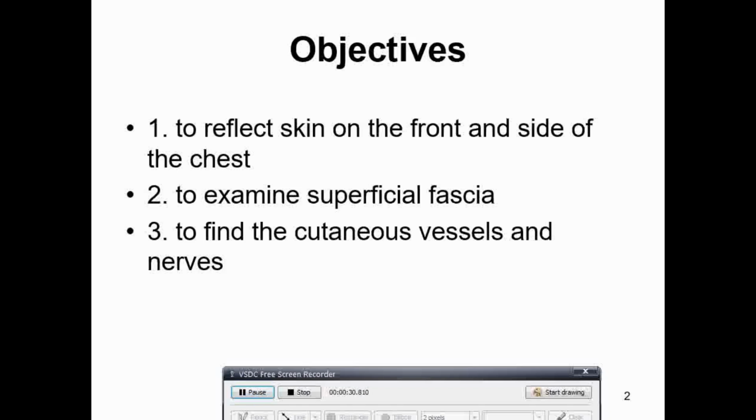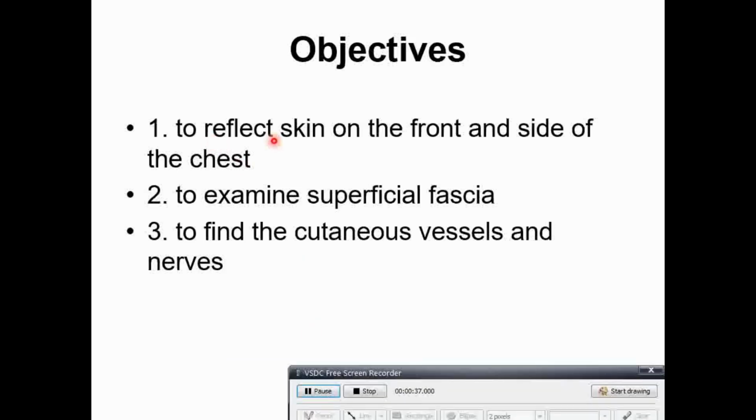The objectives are: the first one is to reflect the skin on the front and side of the chest. Second, to examine superficial fascia. Third, to find the cutaneous vessels and nerves.